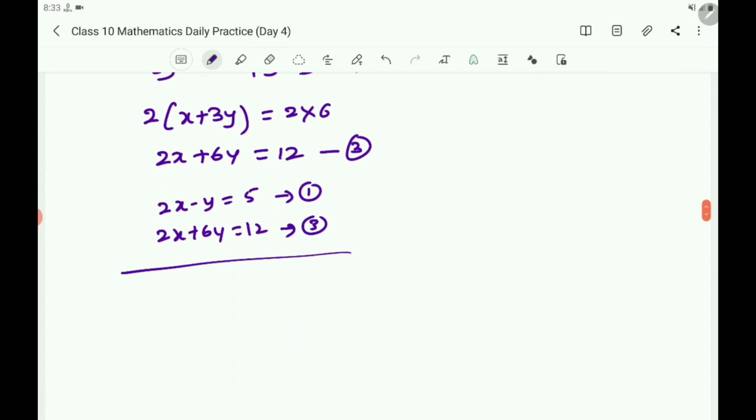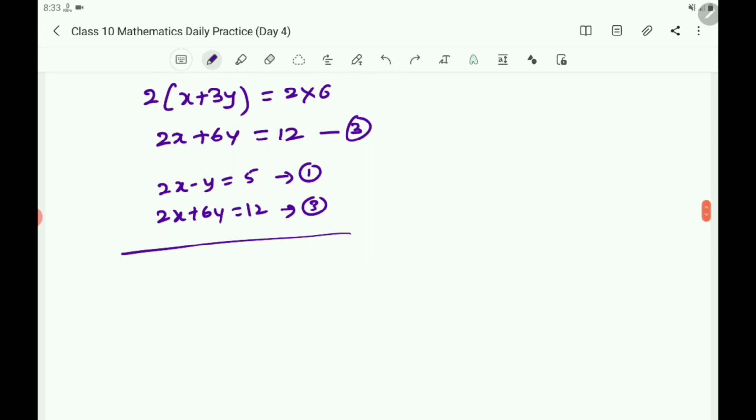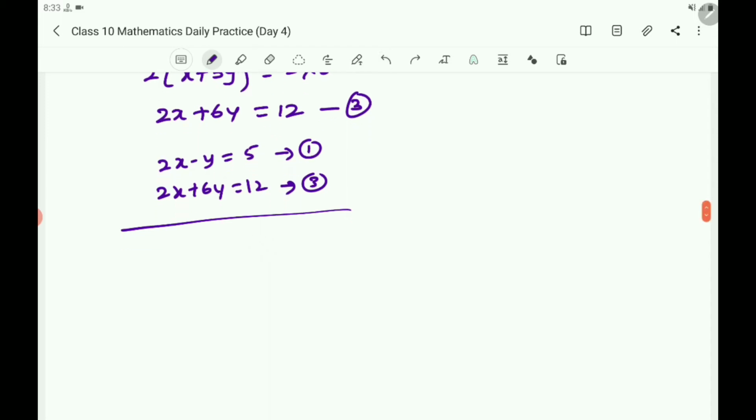Now here you can cancel the variable x as they are having the same coefficient, and here we have to do the addition or subtraction. To verify, if they are having the same sign, we have to subtract. If they are having different signs, we have to add. Here they are having the same sign, that is a positive sign, so we have to subtract them.